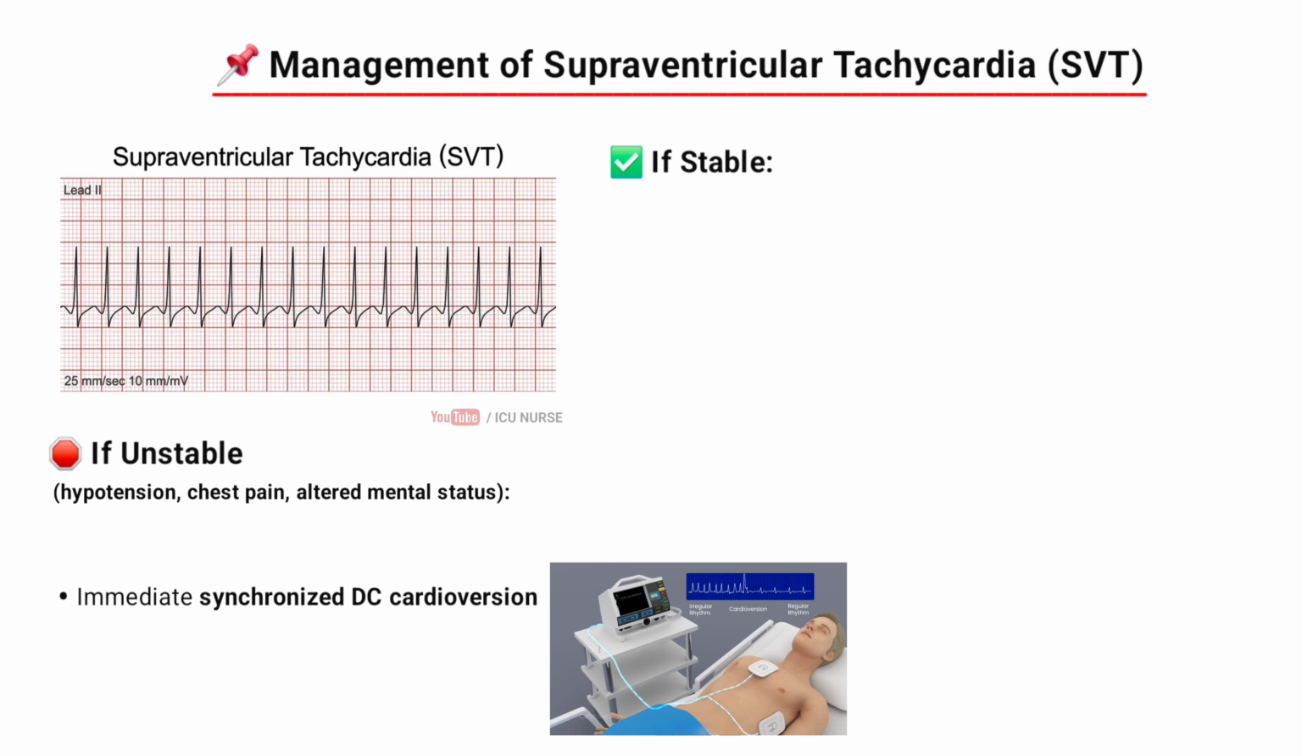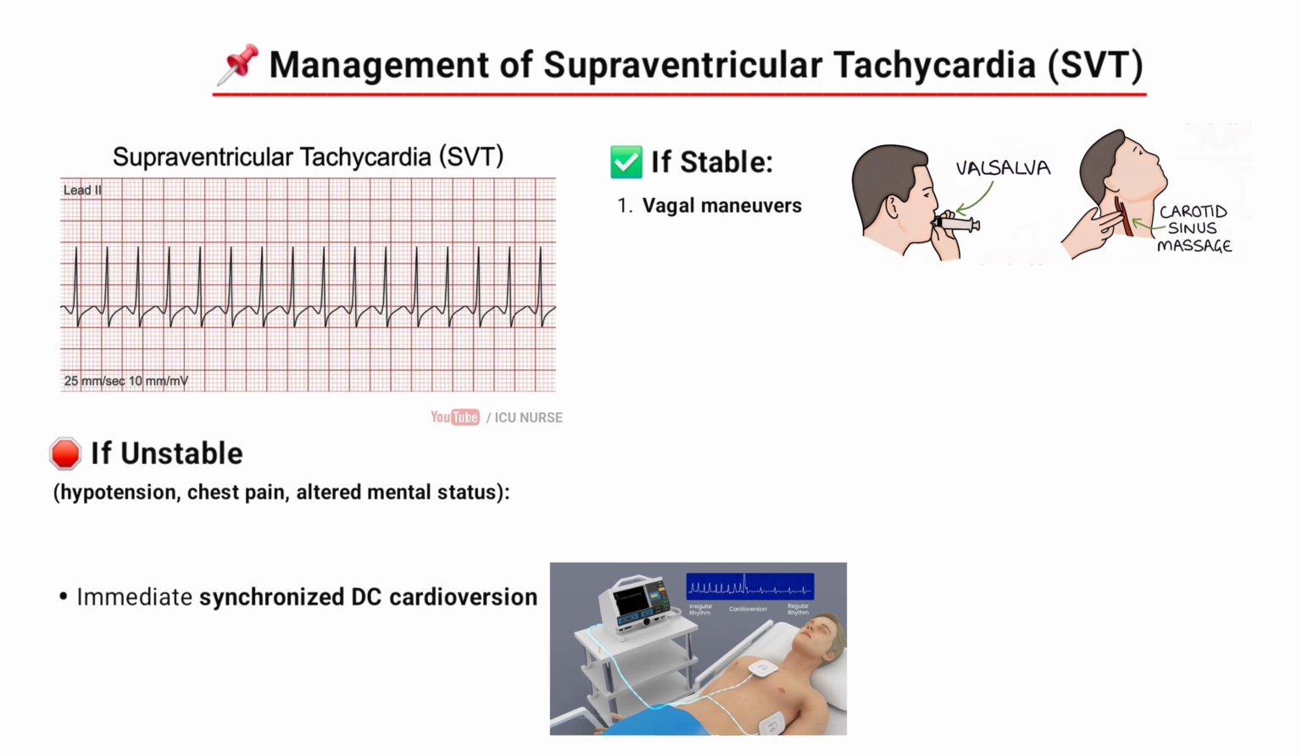If the patient is stable, that is, if all the parameters are normal, go for vagal maneuvers, for example, Valsalva, carotid sinus massage. These maneuvers should be done only if there are no contraindications. And if the patient is stable, IV adenosine bolus can also be given.